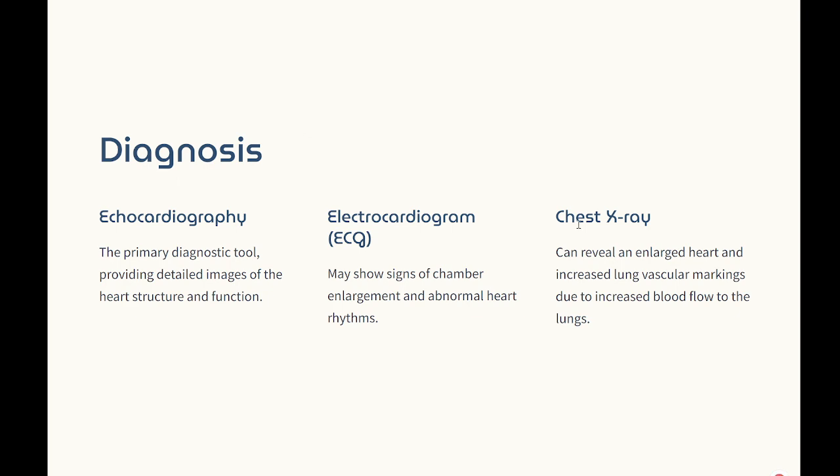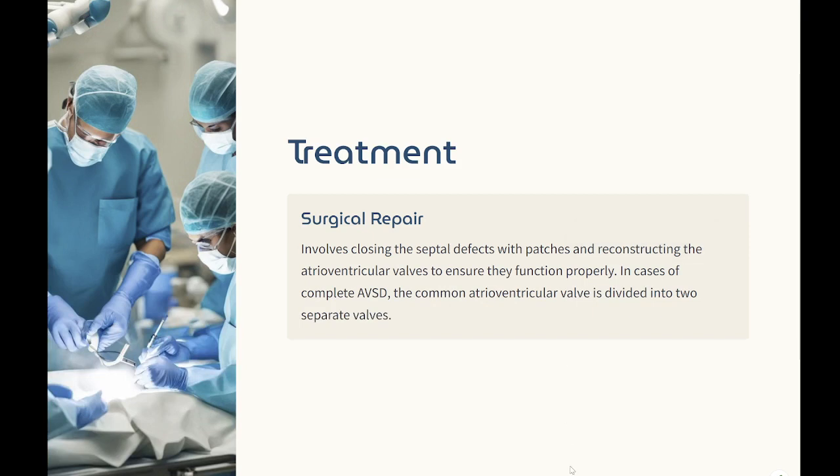Treatment. The treatment of AVSD typically involves surgical intervention to correct the defects, usually performed in infancy or early childhood to prevent complications such as pulmonary hypertension, heart failure, and growth retardation. Surgical repair involves closing the septal defects with patches and reconstructing the atrioventricular valves to ensure they function properly. In cases of complete AVSD, the common atrioventricular valve is divided into two separate valves.